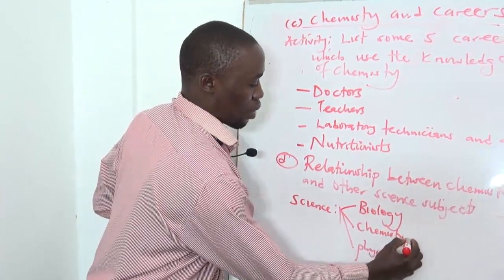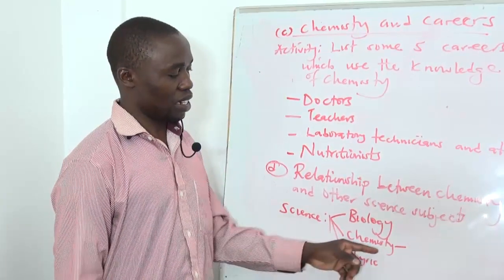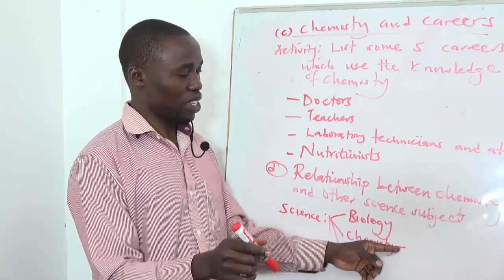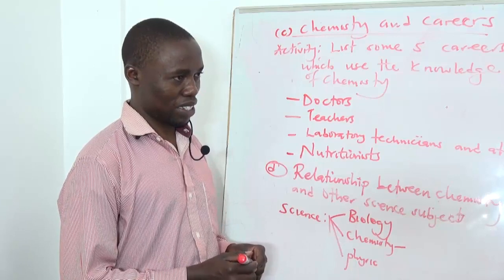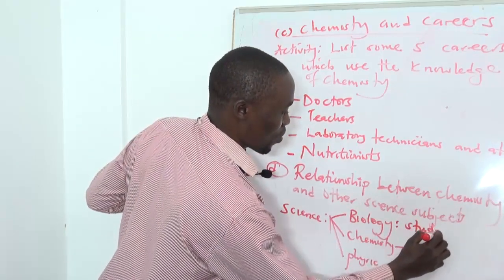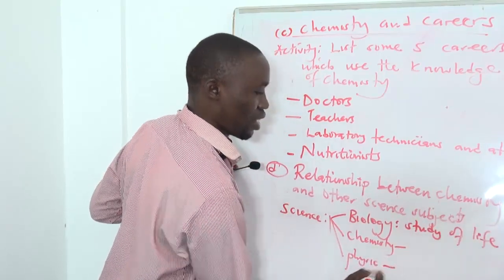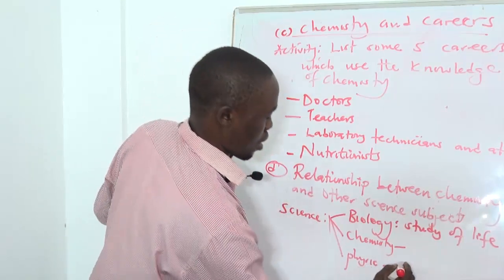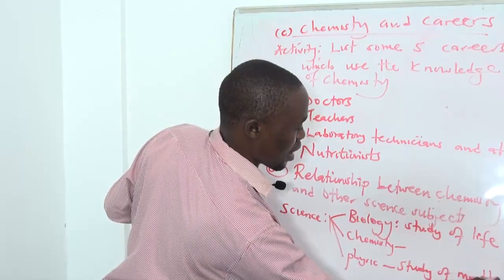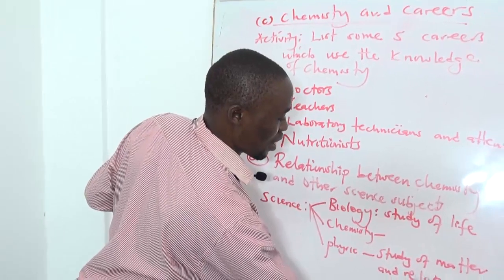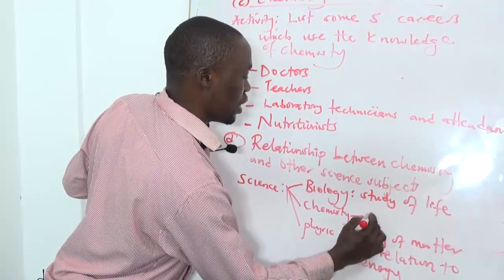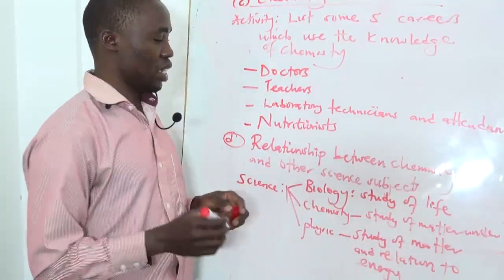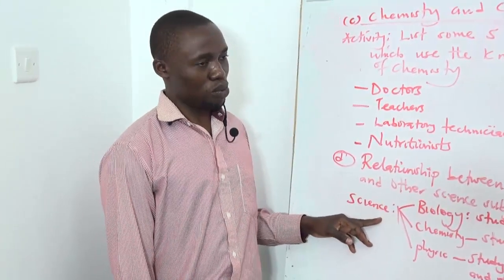Now, what did we say chemistry was? Chemistry deals with the study of matter and the study of matter under different conditions, not so? Now, who knows what biology could be? Biology is the study of life, not so? Then physics is the study of matter and its relation with energy. Physics is the study of matter and its relation with energy, under different conditions.